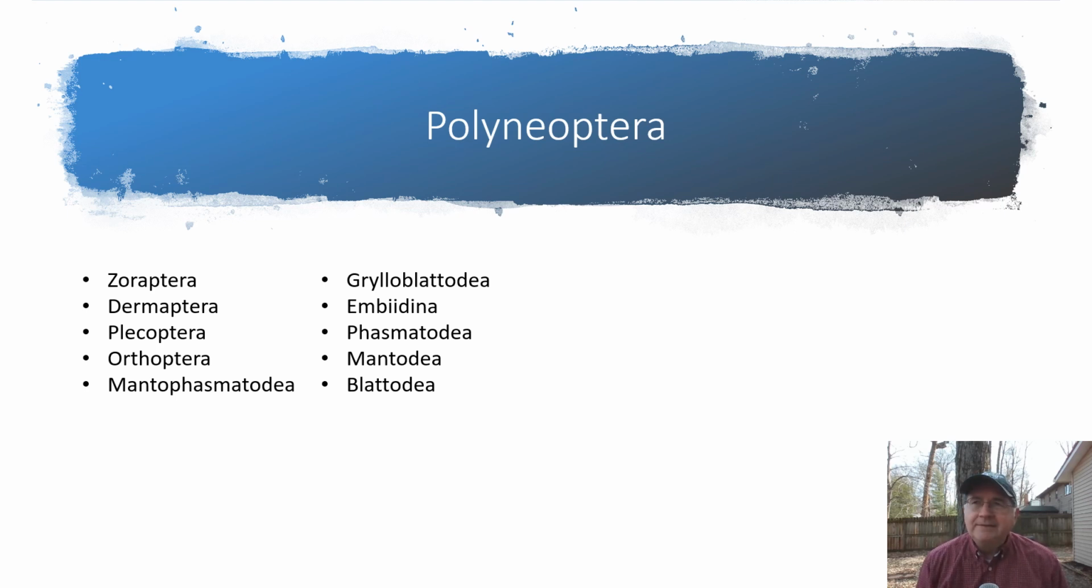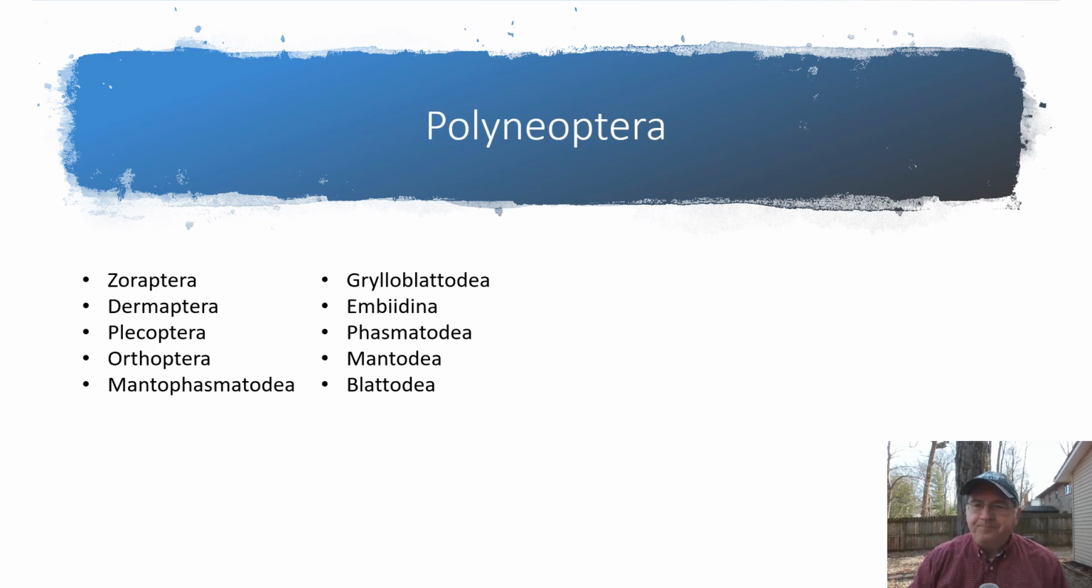So it's quite a diverse group of insects, and I'm going to try to cover them in the same order that they are presented in the Misof et al. 1KITE Project paper. So the orders, just to get this on the books, are the Zoraptera, the Dermaptera, Plecoptera, Orthoptera, Mantophasmatodea, Grylloblattodea, Embioptera, Phasmatodea, Mantodea, and Blattodea.